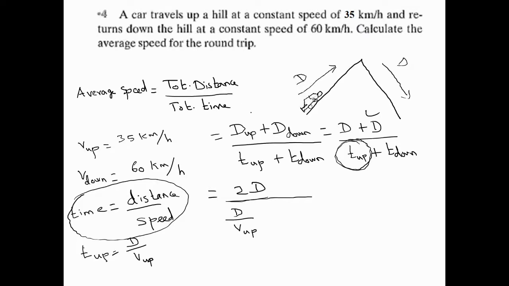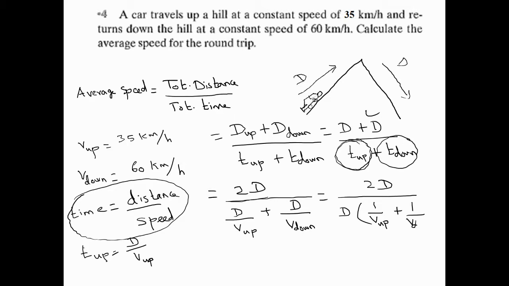Okay, what is the answer for T down? Same like this. This is D divided by V down. Am I right? Clear? So I can just write 2D over, I can take D as a common outside. Is it possible or not? Yes, of course. So 1 over V up plus 1 over V down. Clear? Now this D and this D get cancelled.